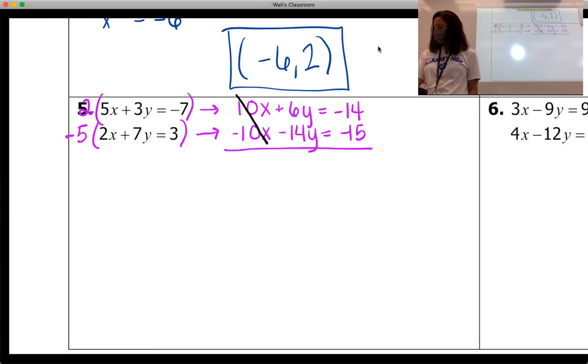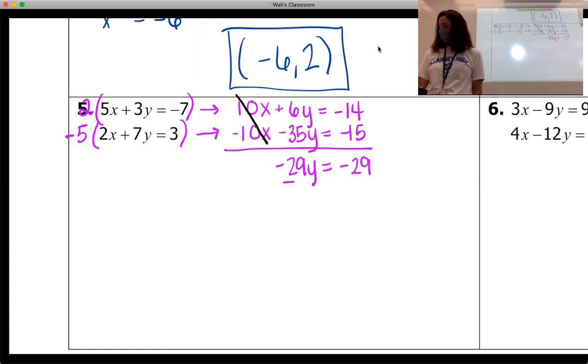You're right, I multiplied by 2. Thank you. So this should be -35. Good catch. 6 plus -35 is what? -29y. And -14 plus -15? -29. So then when we go to solve for y, we get 1.